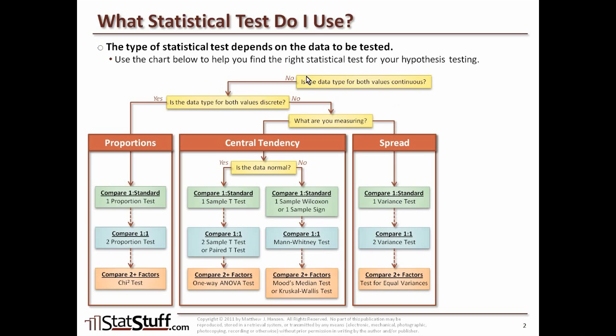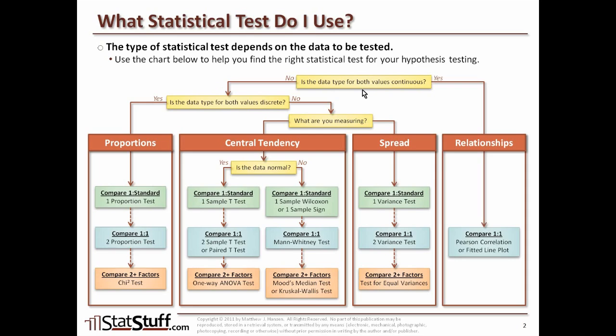Now, if we go back to our original question, if we answered yes, that the data type for both of these values we're comparing are continuous, then we're going to find ourselves using relationship types of tests. For relationship tests, if we're comparing between two separate values, one to another, then we're going to be using either the Pearson correlation or a fitted line plot. But if there are multiple factors involved when we're testing for relationships, which could also to some degree include some discrete values, well, if they're all continuous values, we'll use a multiple regression, but if there are some discrete values, then we can get away with using the GLM, or the general linear model.